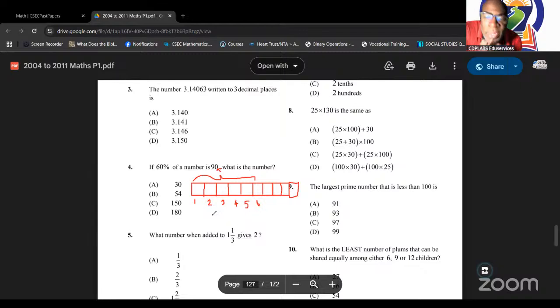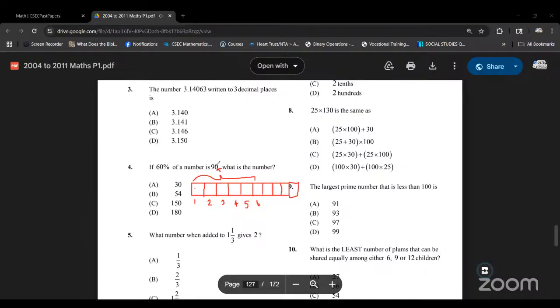If 6 of them add up, remember now, we're saying this piece plus this piece plus all 6 pieces adds up to get 90. What could we do then to find out what each of them is worth? Think about it.